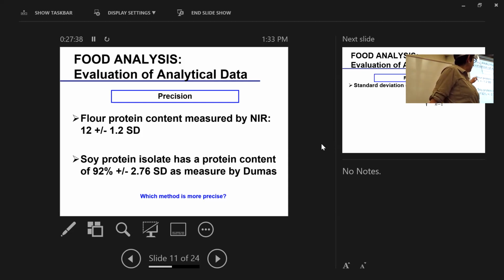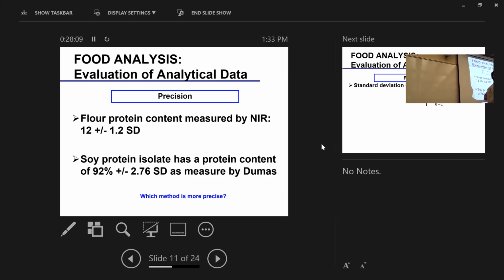So by looking at this data, can you tell me which method is more precise, the DUMAS or NIR? Okay, let's see, go ahead, Diane. NIR's standard deviation is significantly worse. So you go with NIR by looking at standard deviation. I'm going to have you hold that thought. Shri?